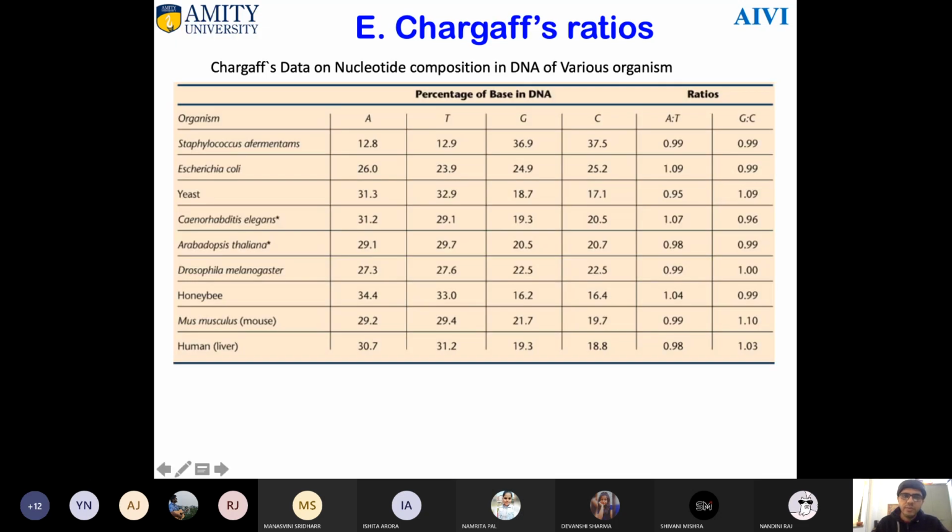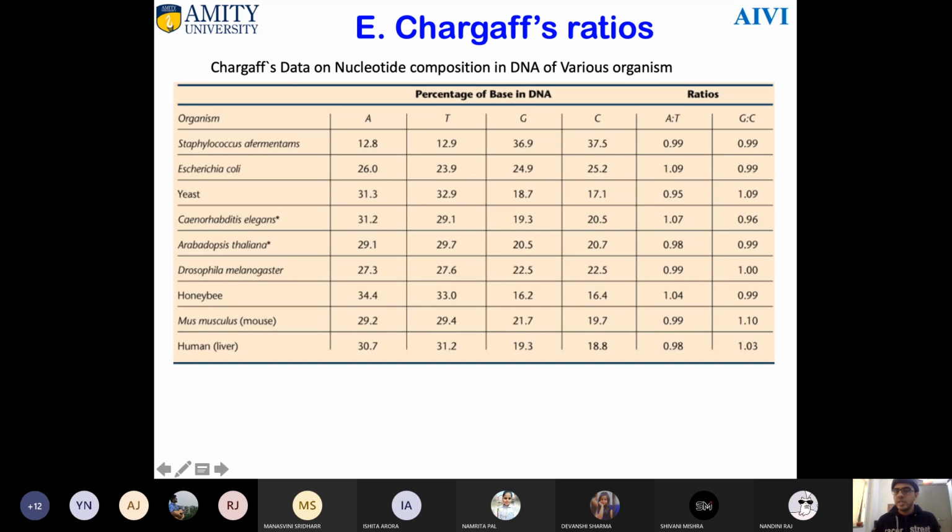This is Chargaff's pairing, A pairing with T. So it simply means A is going to be equal to T, and G is equal to C. So the total number of purines is equal to the total number of pyrimidines. But individually, if you take how many GC are there and how many AT are there, their ratio may be different.